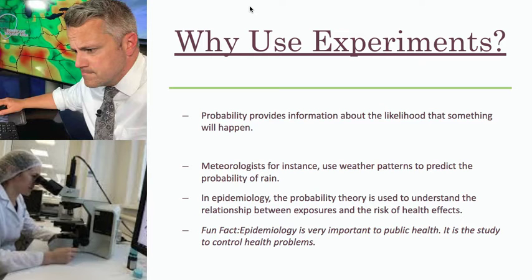It's important to know as well that these experiments are used in the real world every single day. Many professions use these experiments when they're trying to figure out probability. So meteorologists, for instance, use experiments when they are predicting weather patterns. They're trying to predict the probability of rain, for example. In epidemiology, probability theory is used to understand the relationship between exposures and the risk of health effects. So this is actually the study to control health problems. This is very important in our society.